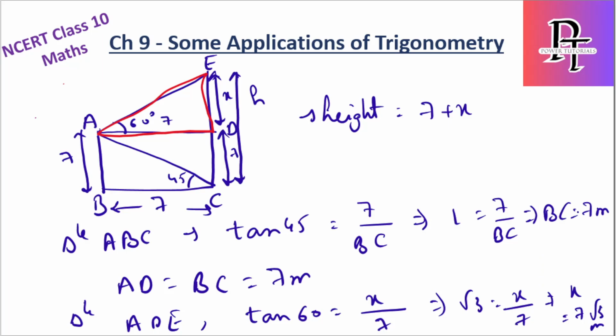So we got the BC value, which we already know is 7. We also got the x value, which is 7 root 3. So the total height of the tower will be 7 plus x, which is 7 plus 7 root 3. So I can write this as 7 into root 3 plus 1 meters.